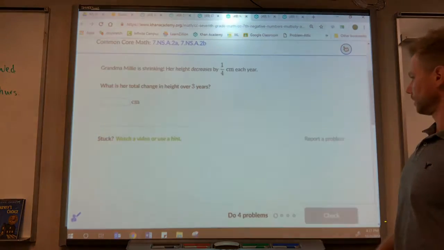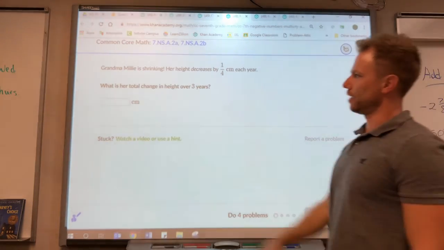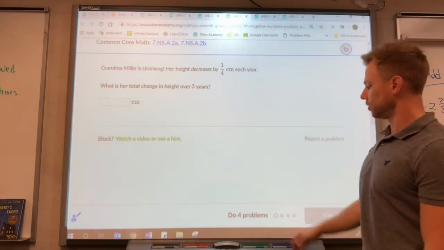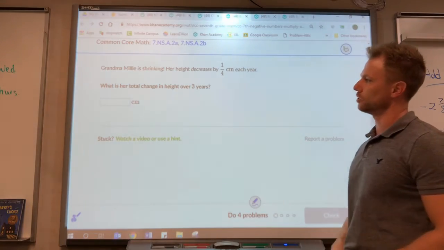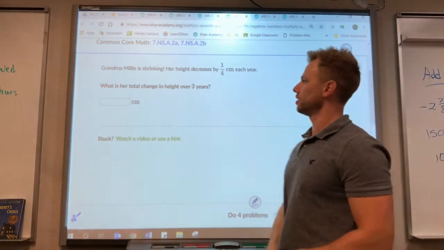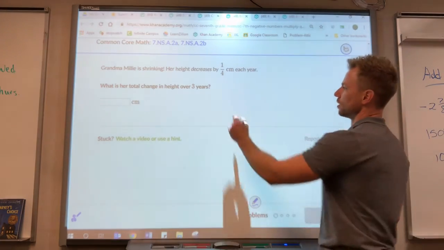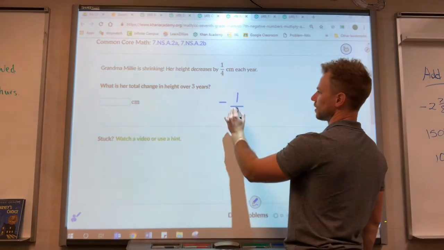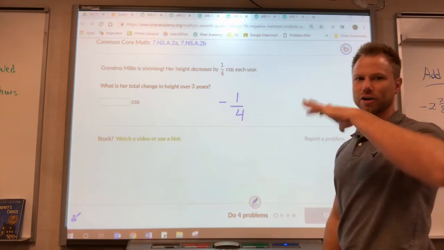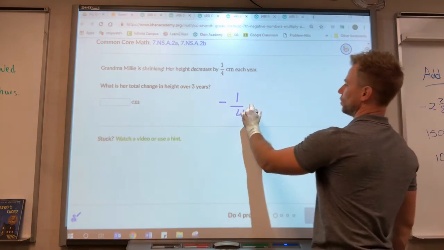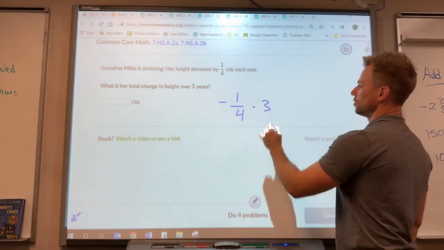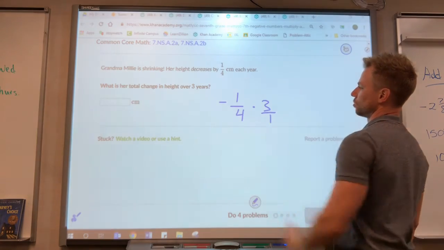Let's practice again. Okay, Grandma Millie is shrinking. Her height decreases by 1/4 of a centimeter each year. What is her total change in height over the 3 years? So since it's decreasing, that's going to be a negative number. Her height is going down. And we multiply by the number of years. So we'll multiply times 3/1.